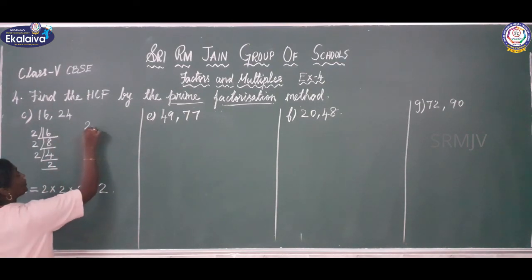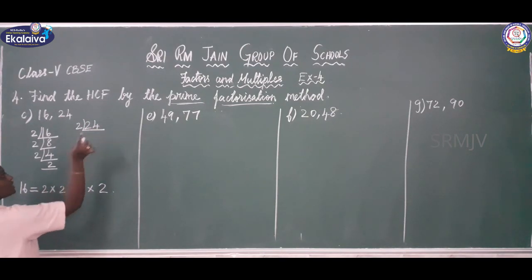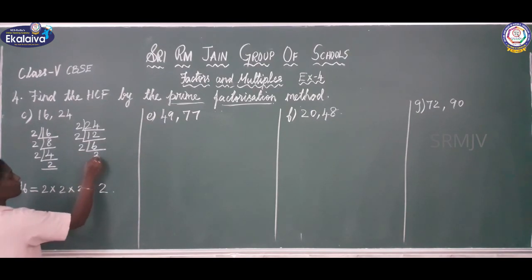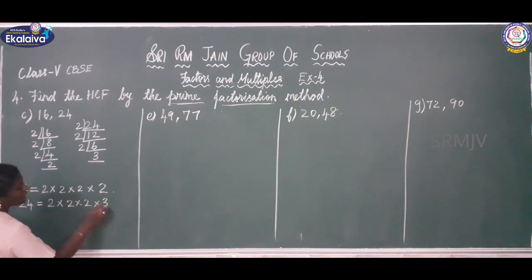Now we are going to find the prime factorization of 24. Here 24 is an even number, so it is divisible by 2. 24 divided by 2, that is 12. Again divisible by 2, that is 6. Again divisible by 2, that is 3. Here we got a prime number, so we have to stop here. So the prime factorization of 24 is equal to 2 into 2 into 2 into 3.